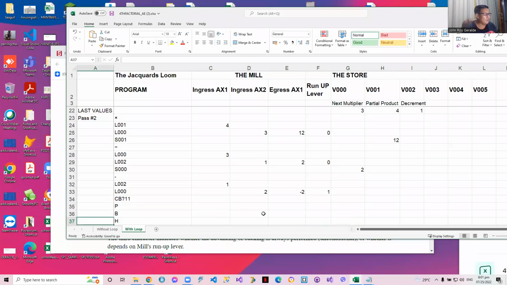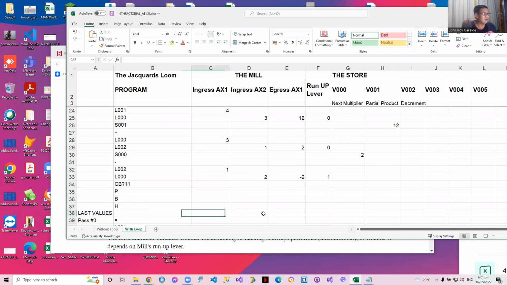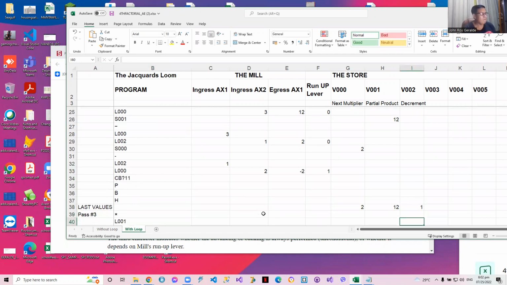CB11. Where will we go? Will we go to the PBH or will we go back to the top? Will we move backwards or forward? Backwards. But how many steps backwards? 11. 1, 2, 3, 4, 5, 6, 11. Okay? So we go back to here. Our last values are 2, 12, 1. Okay? Do you follow?